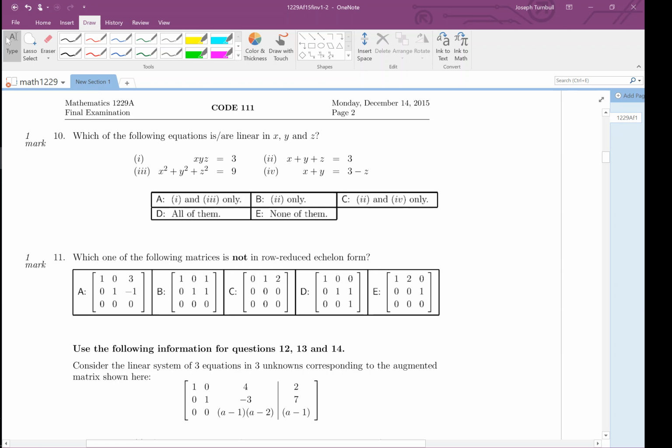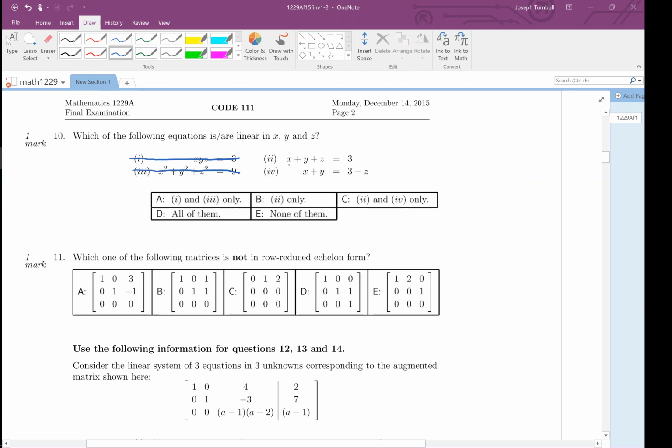Okay, number 10. Which of the following equations is or are linear in x, y, and z? Linear means you can't do anything to it except multiply it by a constant. You can't take two variables and multiply them together and result in something that's linear. You can't square them or take the sine or cos or log or exponential of the variable. So multiplication of several variables together, like in option 1, that's not a linear operation. X squared plus y squared plus z squared, squaring a variable is not a linear operation.